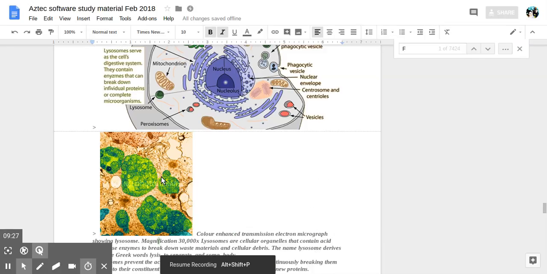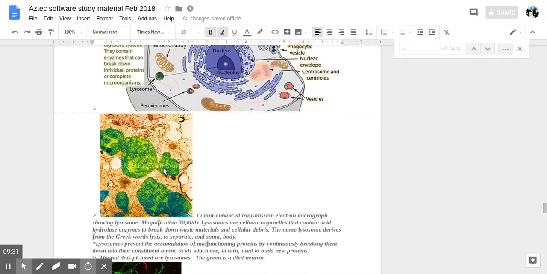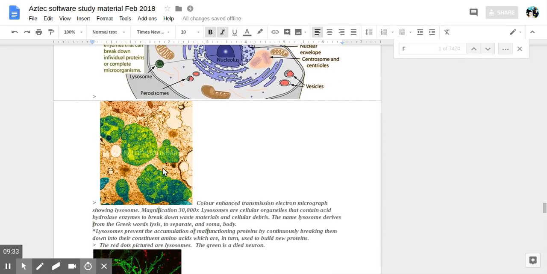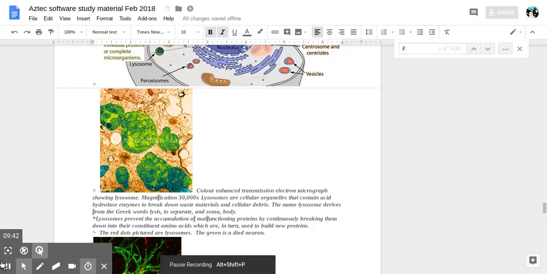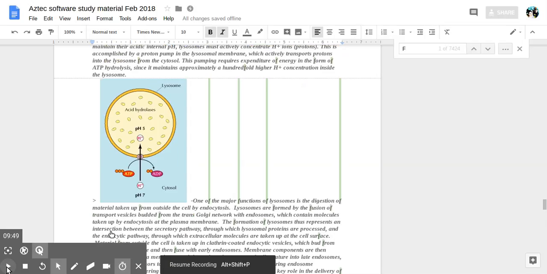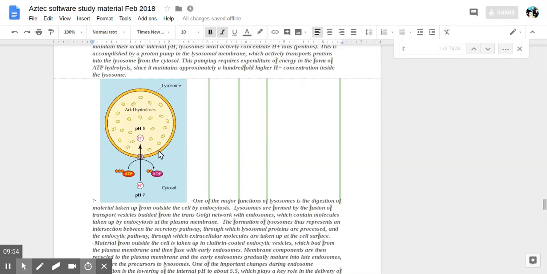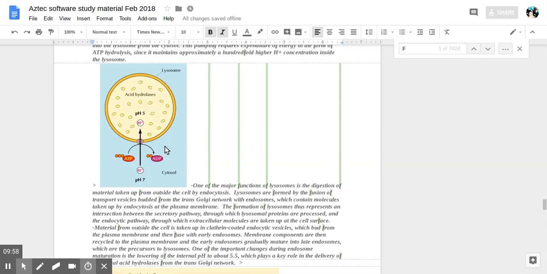So this in green, you have another picture of lysosomes with their low pH, consisting of a lot of enzymes, acid hydrolase enzymes. They break down waste materials and cellular debris also. So here's showing the proton pump making the lysosomes acidic. So we'll continue and learn about this.